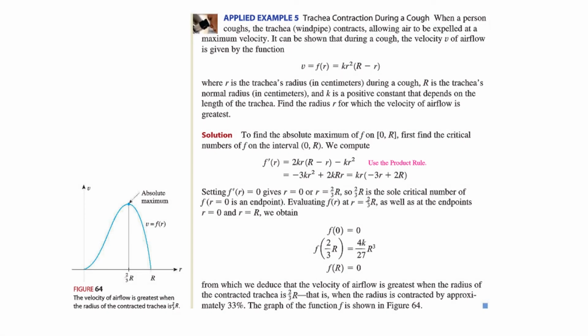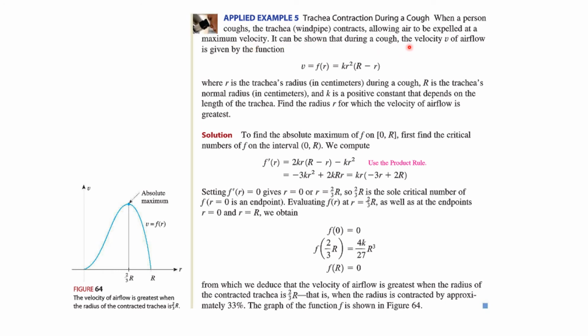Let's look at applied example 5. Now, this is a science or health biology kind of thing. The trachea, that's your windpipe basically, contraction during a cough. When a person coughs, the trachea, windpipe, contracts, allowing air to be expelled at a maximum velocity. This protects you from choking.